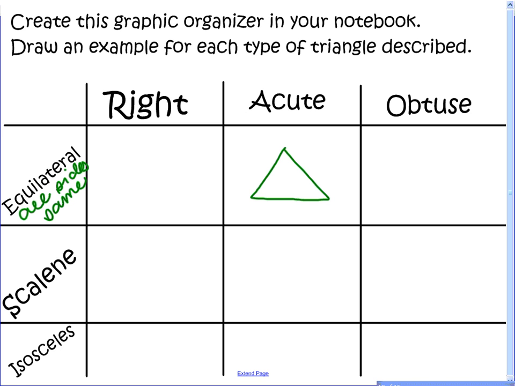Okay. Scalene. What is scalene? No sides the same. It's for all of them. No sides the same. Can I have a scalene right? Yes. Yep. So that works. I can do that.